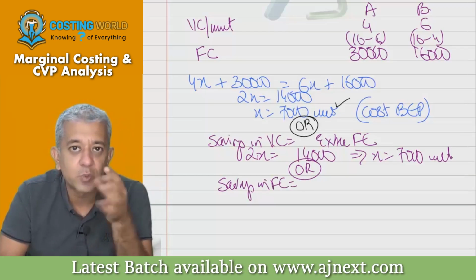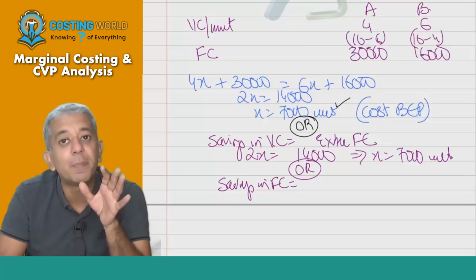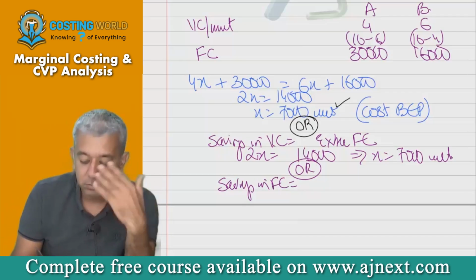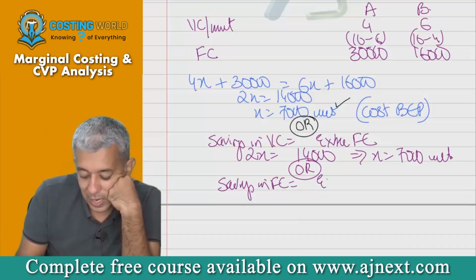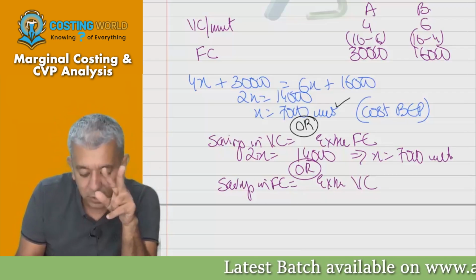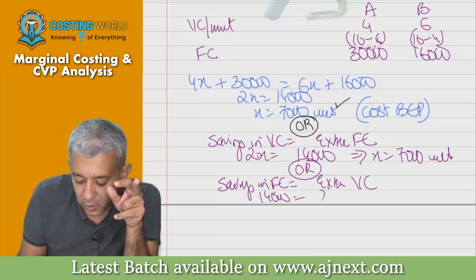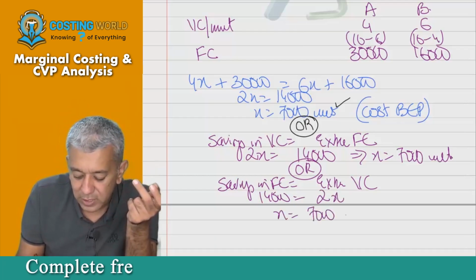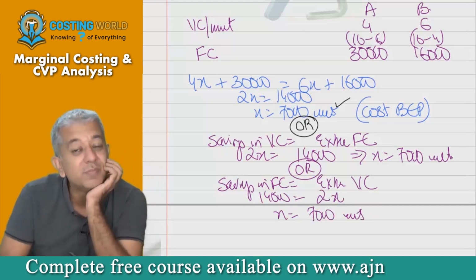But at indifference point, you can purchase any machine. Means what must be happening at indifference point? Savings in fixed cost must be getting negated against extra variable cost. So here the equation will become opposite. 14,000 is equal to 2 per unit into X units. So X will be equal to how many units here? 7,000. Is that okay?